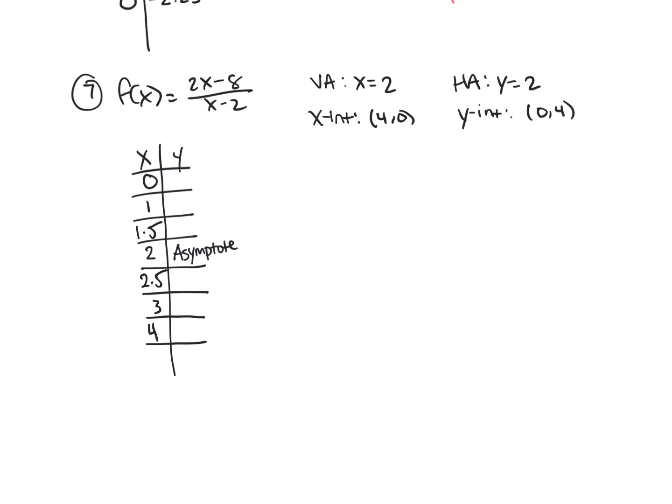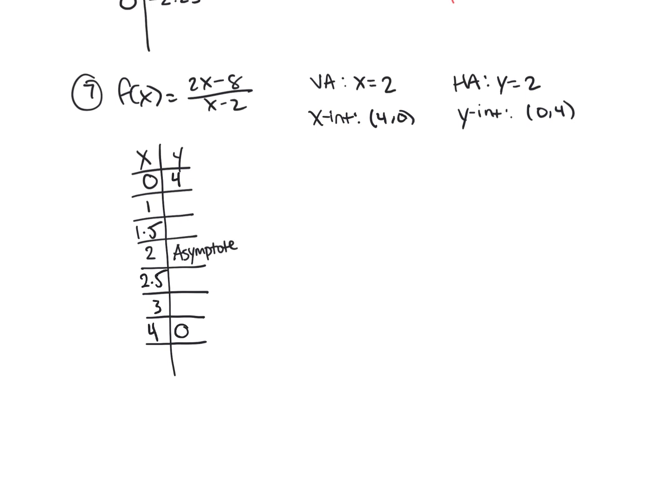Next, I'm going to make sure that I have all of my intercepts listed. So we have an x-intercept at 4, 0. That's that last point here. Then our y-intercept at 0, 4. That's the very top one there. All right. So we have all of our intercepts.